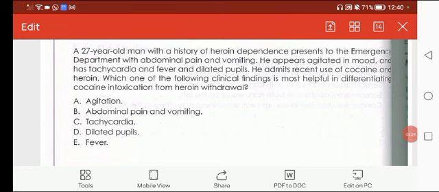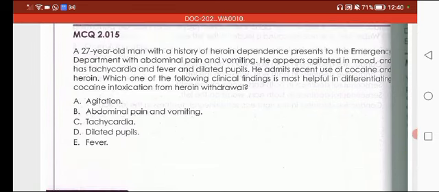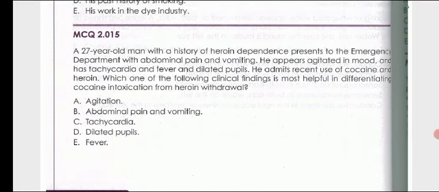A 27-year-old man with a history of heroin dependence presents to the emergency department with abdominal pain and vomiting. A heroin-dependent young male presented with abdominal pain and vomiting. He appears agitated in mood and has tachycardia, a fever and dilated pupils. Four things: agitated mood, tachycardia, fever, and dilated pupils. He admits recent use of cocaine and heroin. Which one of the following clinical findings is most useful in differentiating cocaine intoxication from heroin withdrawal?